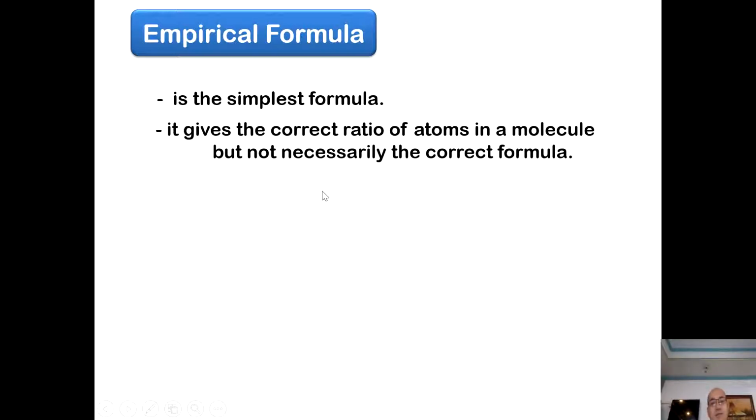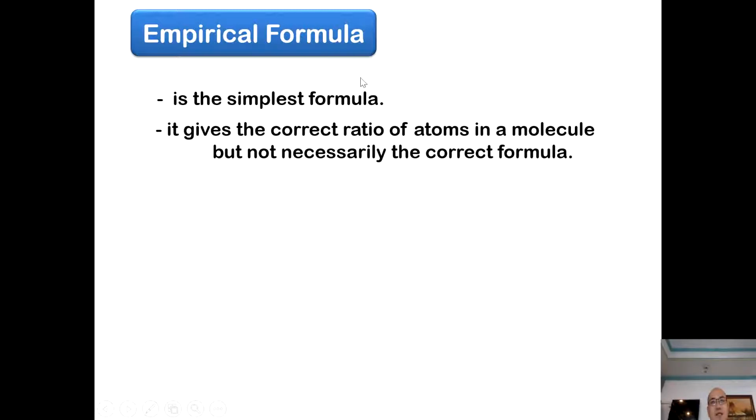But if we are talking about the simplest or the correct ratio of the cake being distributed, we can say that one half of the cake was distributed to the visitors. So there's a big difference between 8 over 16 and 1 over 2. That 1 over 2 is the simplest ratio. In chemistry, we call that the simplest formula.